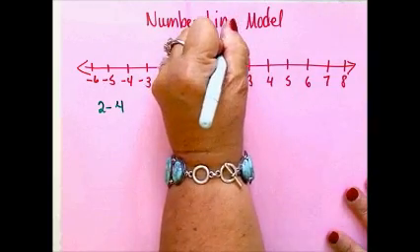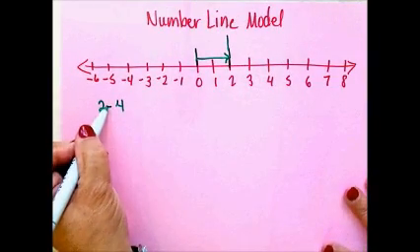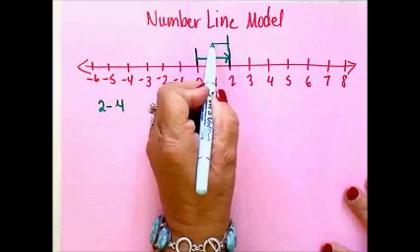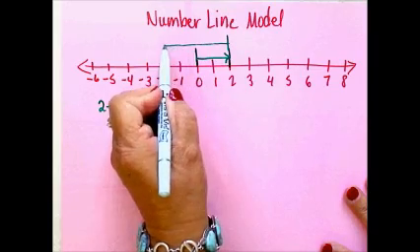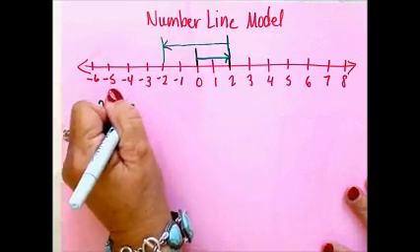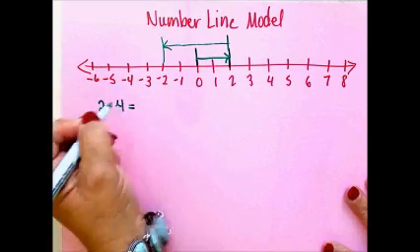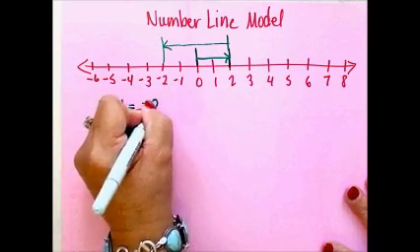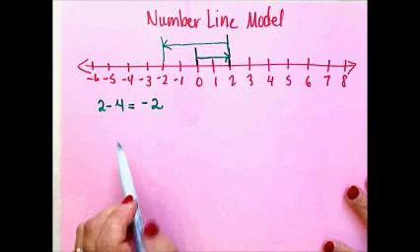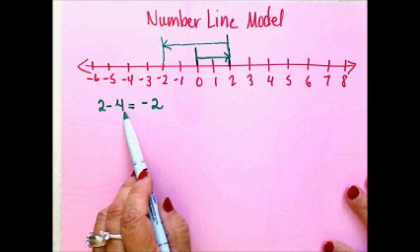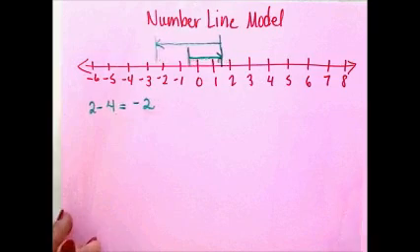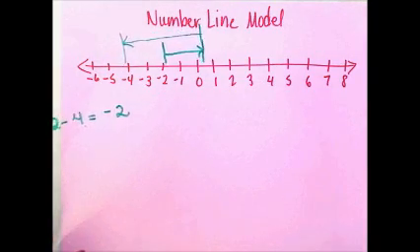Then from positive 2, I want to go back 4. 1, 2, 3, 4, which would put me at negative 2. So positive 2 and negative 4 is negative 2. And using our rules, the signs are different, so you'd subtract: 4 minus 2 is 2. The sign of the big number is still negative, so negative 2.